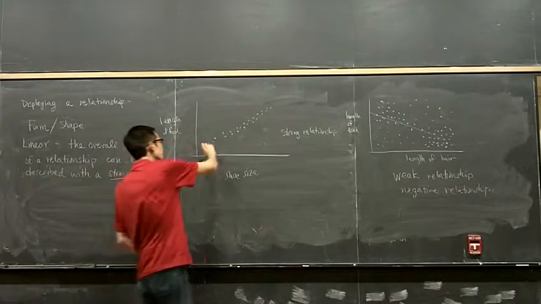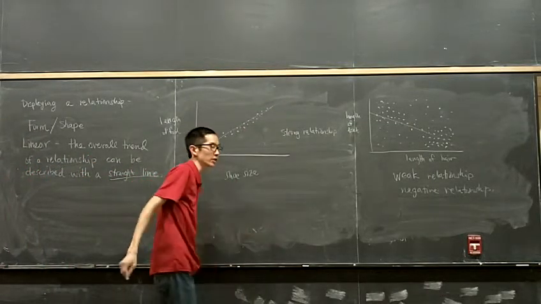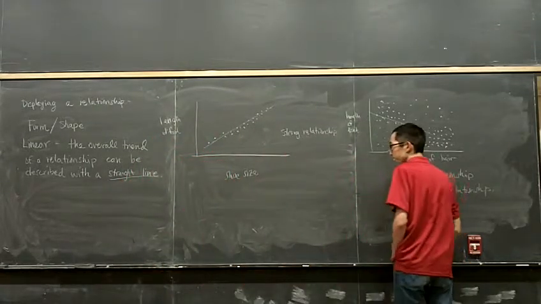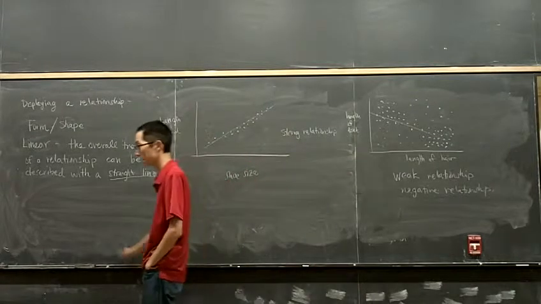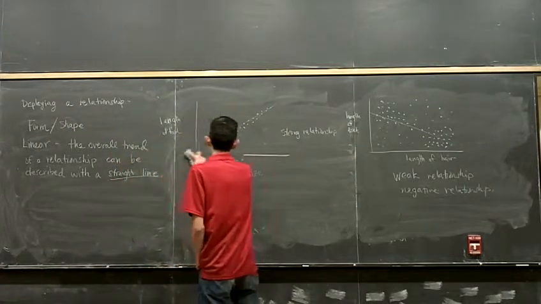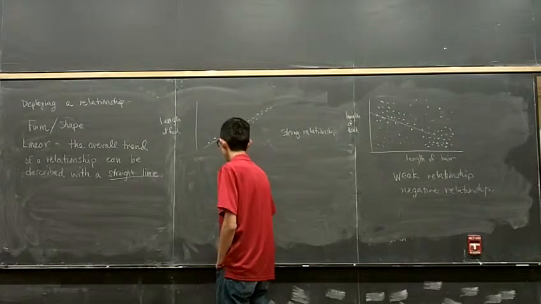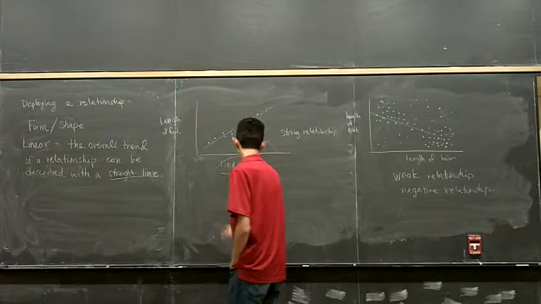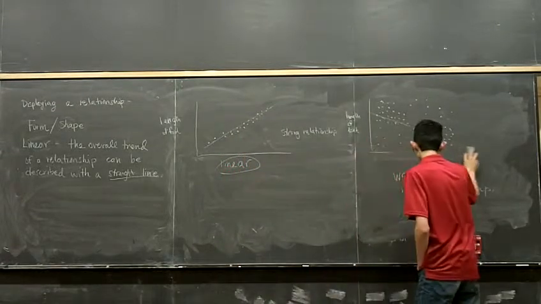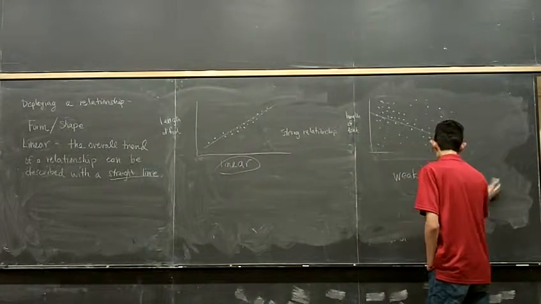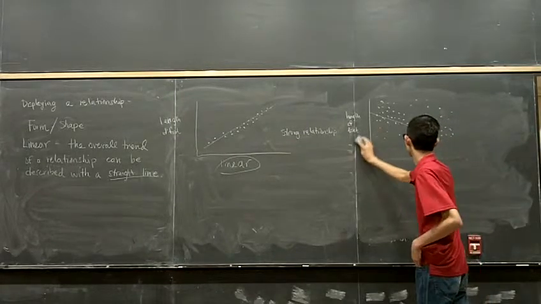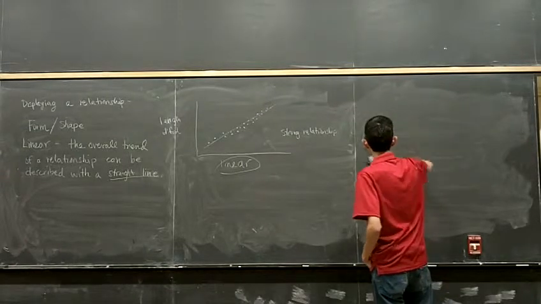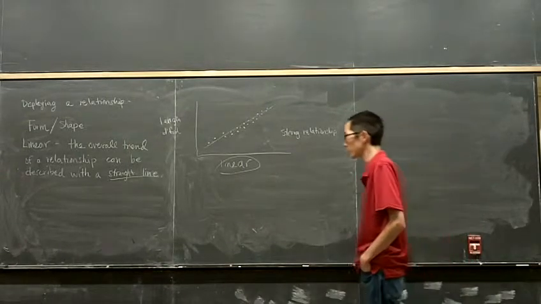So both of these relationships here are linear because we can draw a straight line through them. I'll leave this and say this one is linear. But if I draw another relationship, and a straight line doesn't work, then we say this is nonlinear.